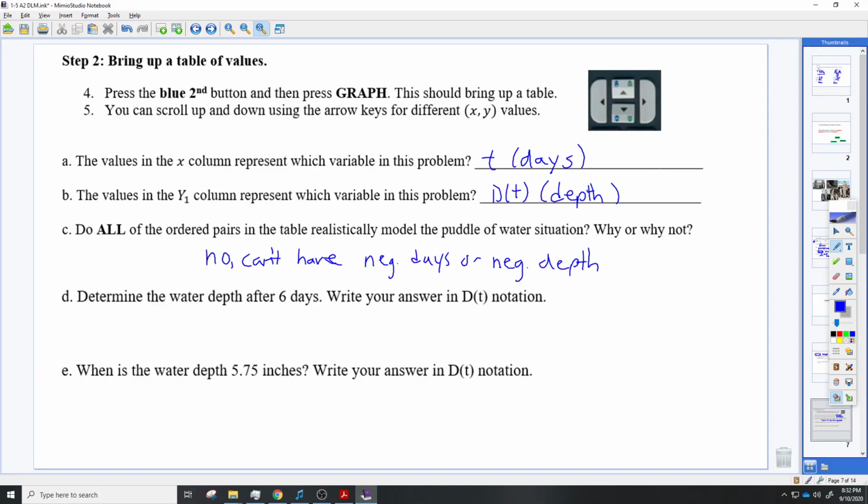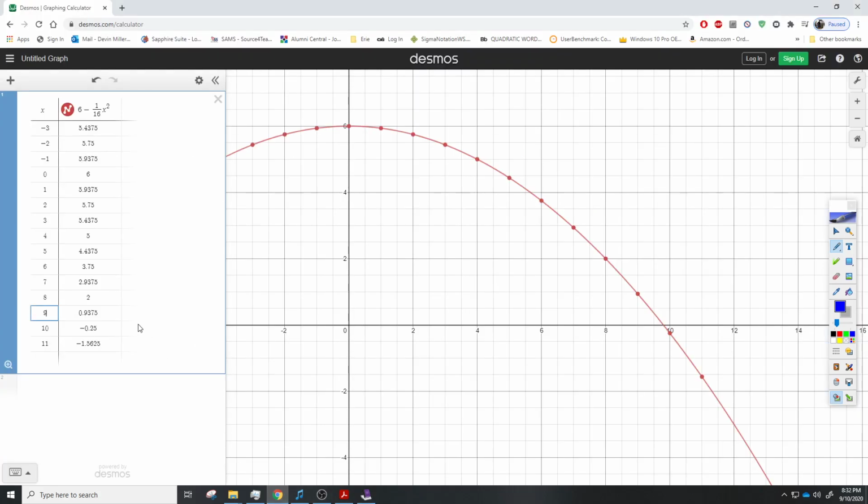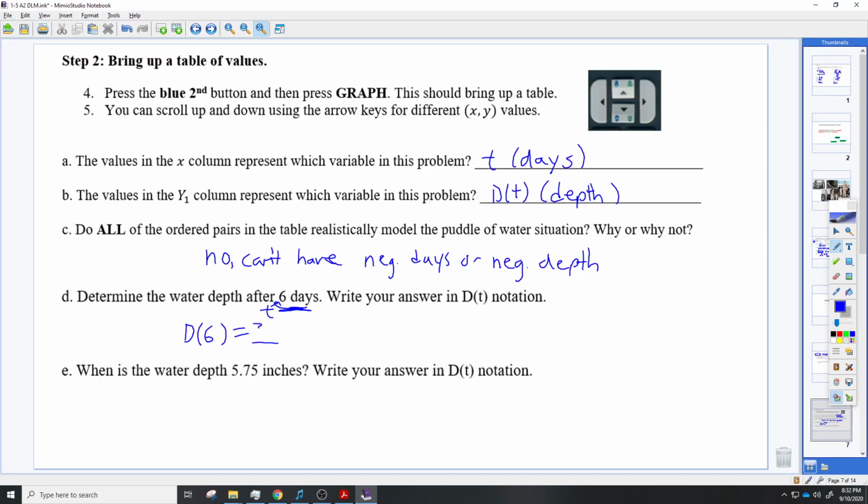Determine the water depth after 6 days. So this is basically saying your t value or your x value. I'm going to write this in d of t notation. So they're saying, what is the depth? So d of, this is your t value, days. d of 6 is what? That's what we're going to find. So we look at our table. Where is it 6 days in? Here we go, 6 days. The value of the depth is 3.75, and this would be in inches.